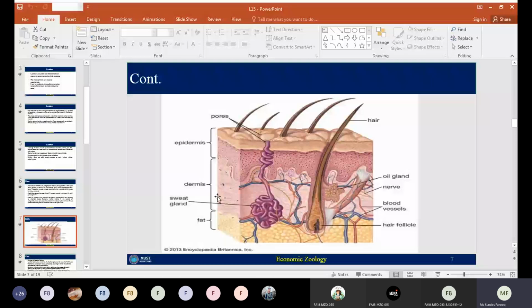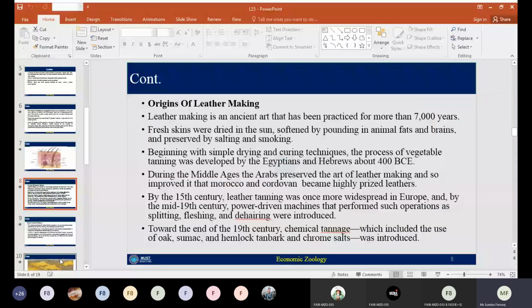The main ingredient that is actually utilized for the production of leather is the dermis. And you have an idea that skin contains different types of oil glands, nerves, blood vessels, hair follicles, and hair. So all these structures are removed, treated with different types of chemicals. Once the leather becomes free from all these products, it becomes suitable for different types of purposes.